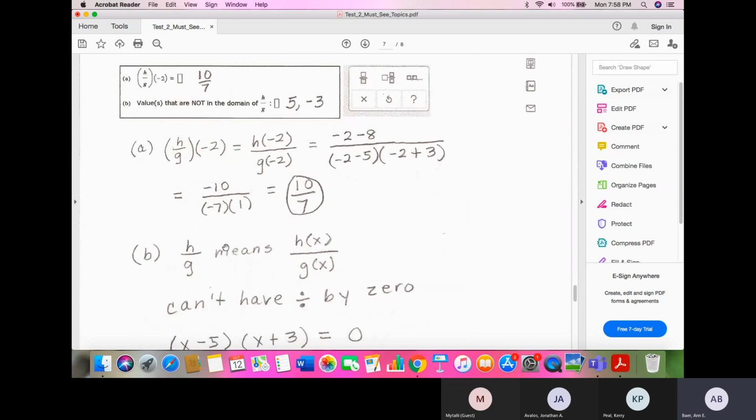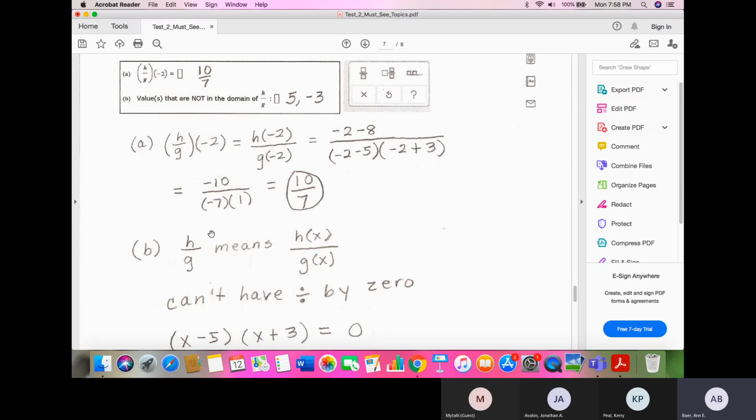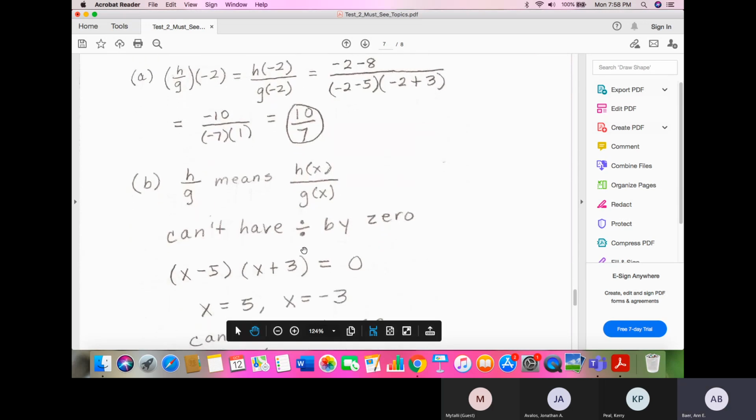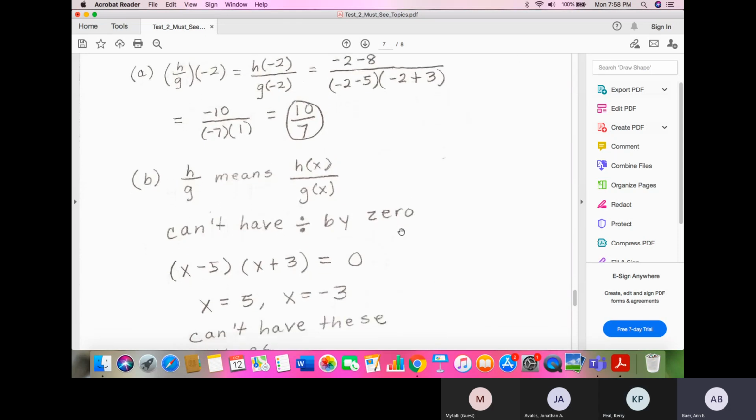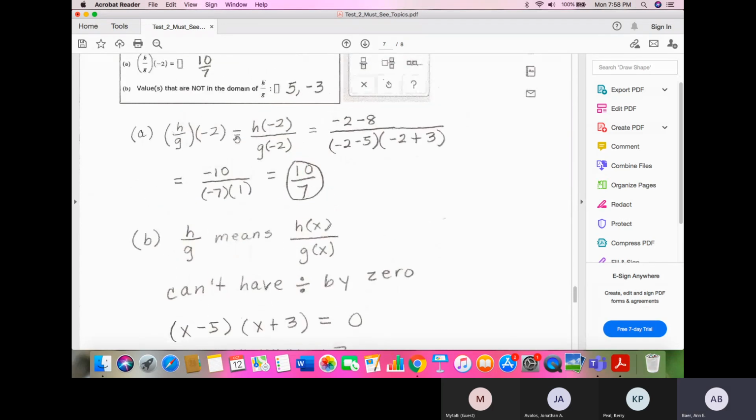So first of all, we are asked to find values that are not in the domain of h over g. Let's rewrite this. h over g means h of x over g of x. We can't have division by 0. So we're only concerned about our denominator. We're not asked to evaluate this function. We are only asked to find the values that are not in the domain. And those are going to be the x's which cause division by 0, and that will make the entire function undefined.